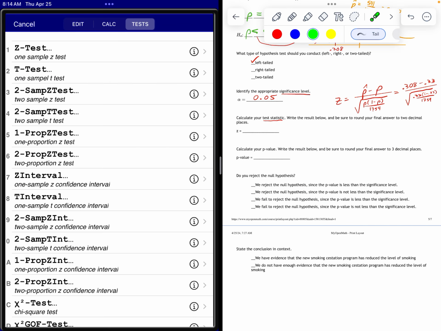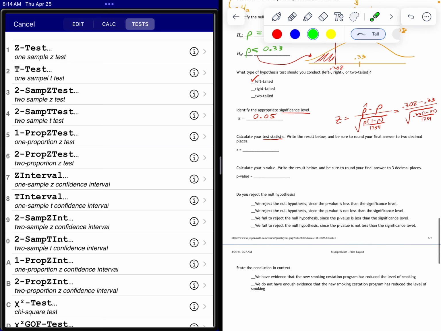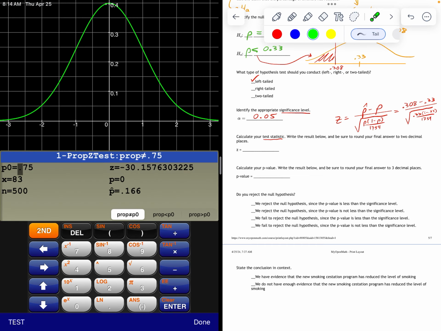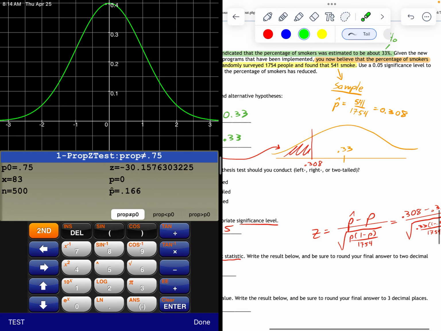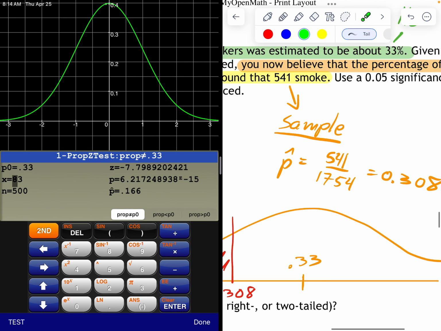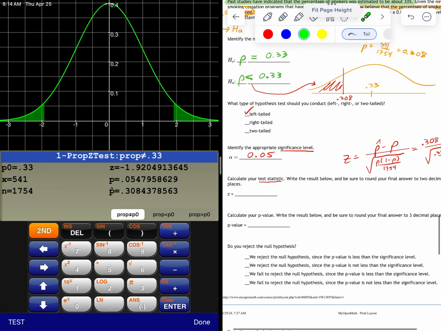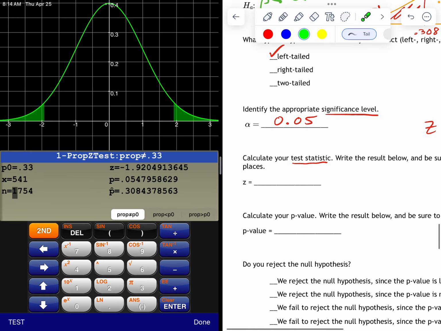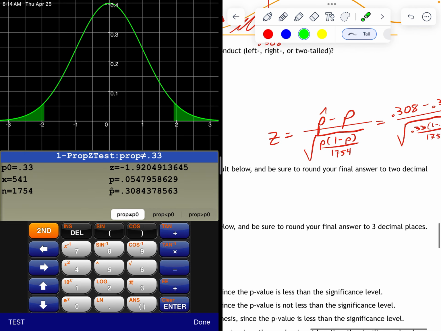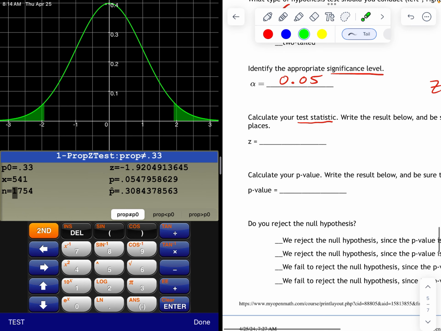Stat tests, it's a one prop Z test. That's button number 5. Then P0 is the null, so that's my 0.33. X is the number of people in the sample that quit smoking. Sample size was 1754. All right, and there you go. So that test statistic, that is my z-score. Round it to 2 decimals. So negative 1.92.